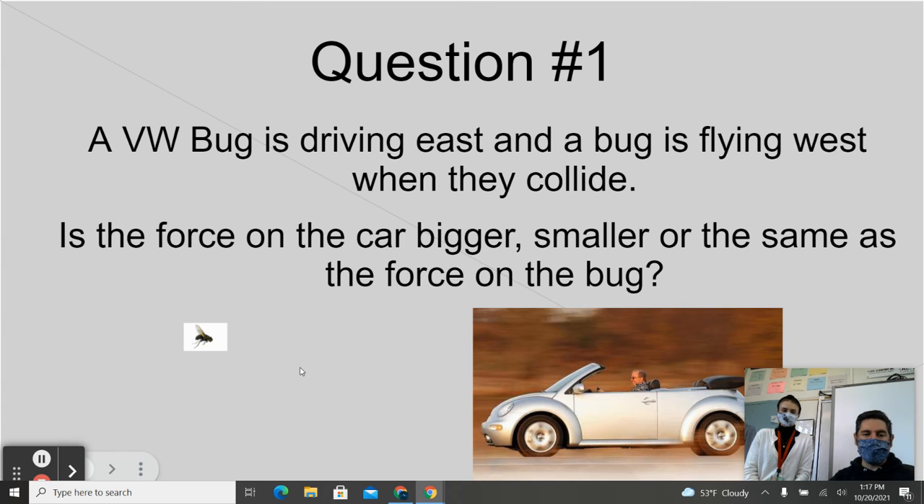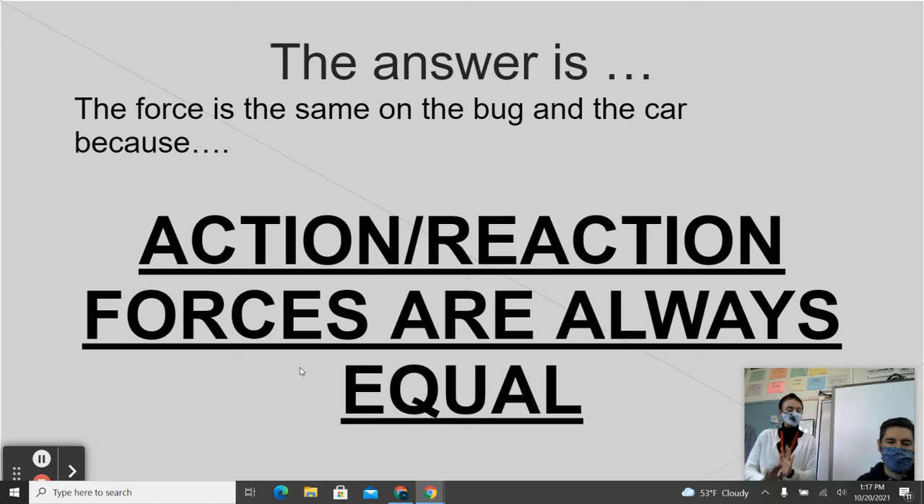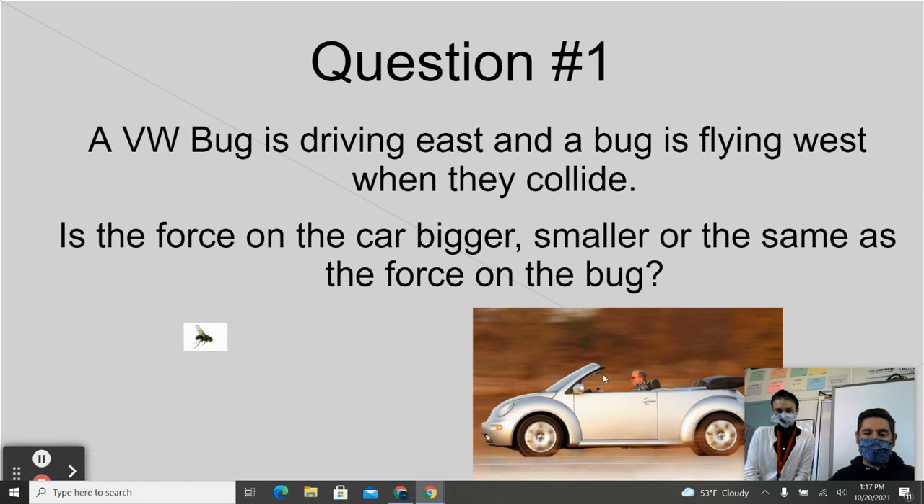All right, so the answer is: the force is the same on the bug and the car because, as you already wrote down very big, action and reaction forces are always equal. Super important. Students always get this wrong because they think the car is going to hit the bug harder. Not true. They hit each other with the same force.